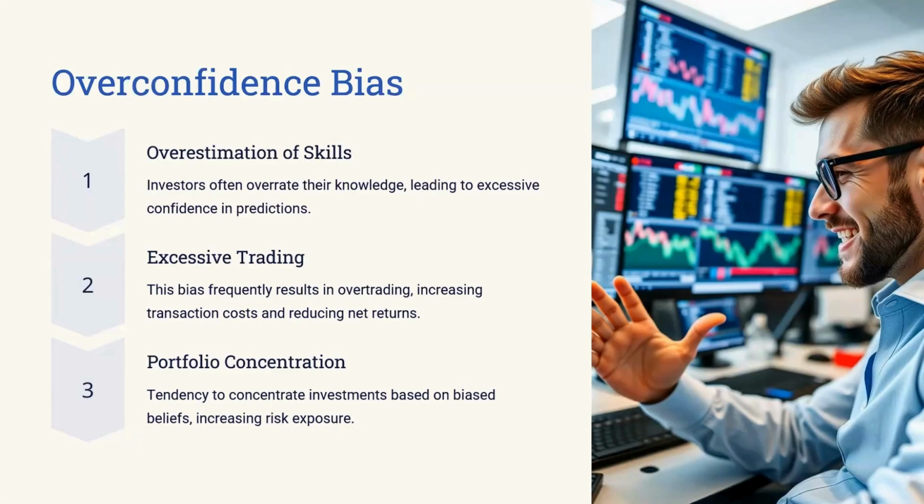And the second one is excessive trading. This bias frequently results in overtrading, increasing transaction costs and reducing net returns. An overconfident investor believes their insights are superior and that they can consistently identify mispriced assets or perfectly time the market. This often leads to high turnover, buying and selling too frequently, racking up brokerage commissions, spreads, and taxes. Churning, in extreme cases, especially with advisors, is executing trades primarily to generate commissions.